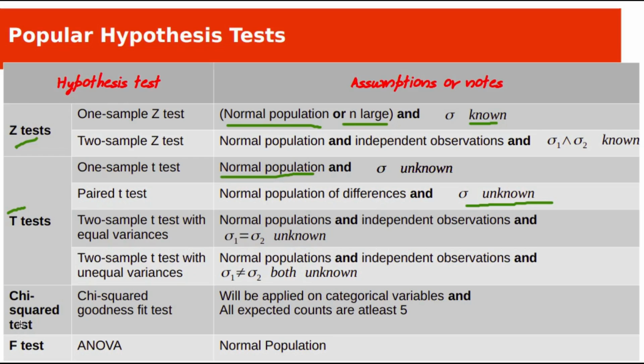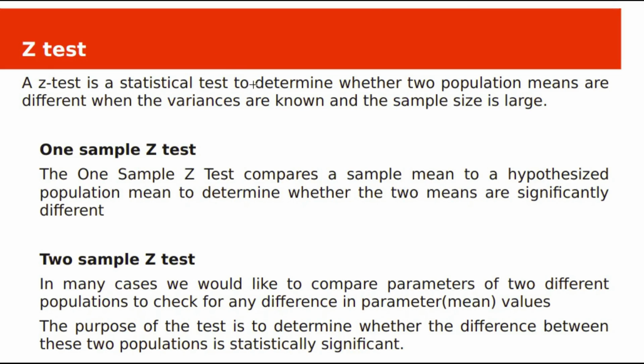Chi-square test will be used if sample data is categorical data. F-test commonly will be used to compare more than two means when population distribution is normal. Let's see z-test. Z-test is a statistical test to determine whether two population means are different when variance or standard deviations are known and sample size is large.